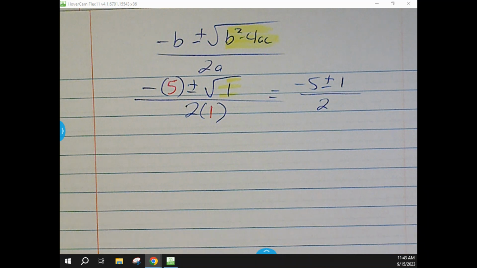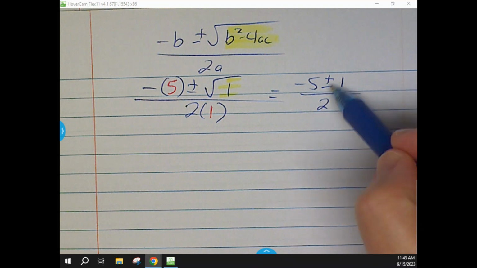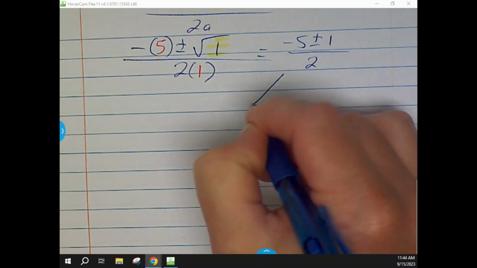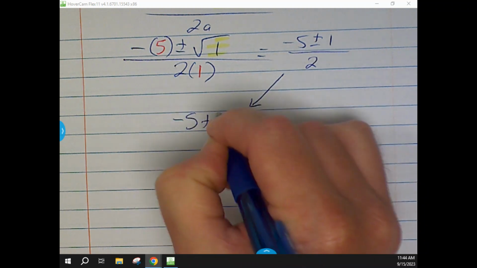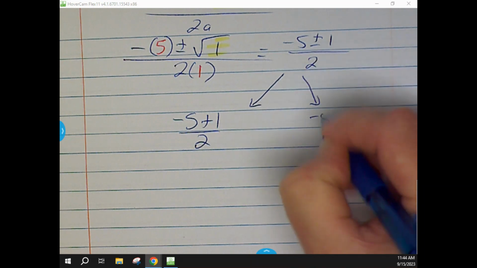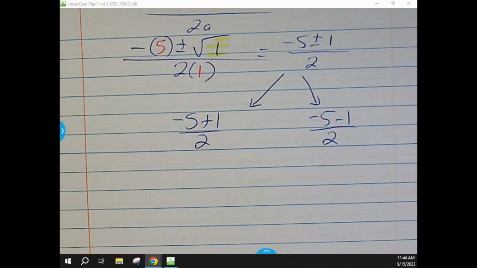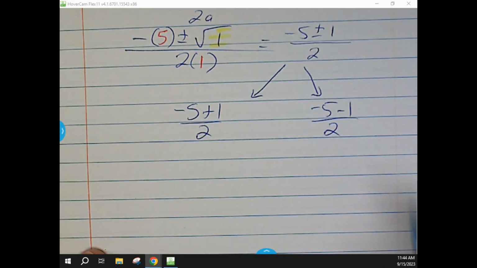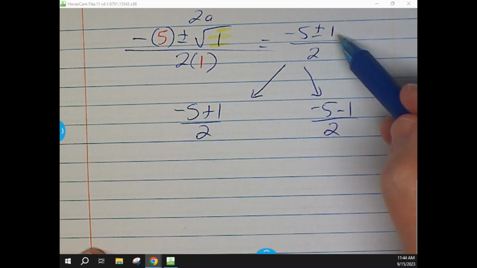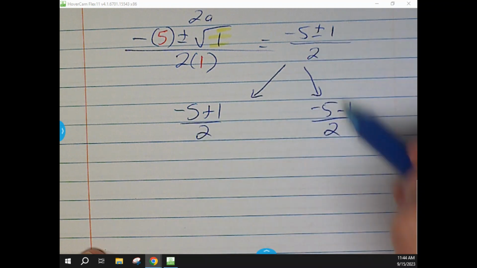Okay, now here's where you're probably going to have to break this apart and do it in 2 separate parts, because calculators will not do the plus or minus at the same time. So here's where you've got to go 2 routes on this one. You're going to have to do negative 5 plus 1 divided by 2, and you're going to have to do negative 5 minus 1 divided by 2, because it's going to give you 2 different answers. So when you've got the plus minus, you're going to have to break it up 2 different times.